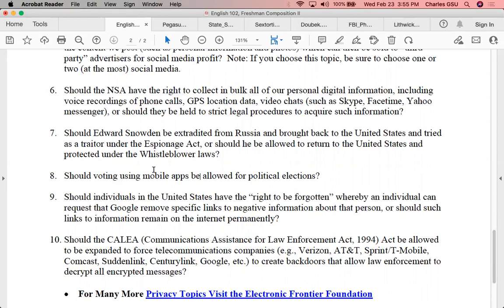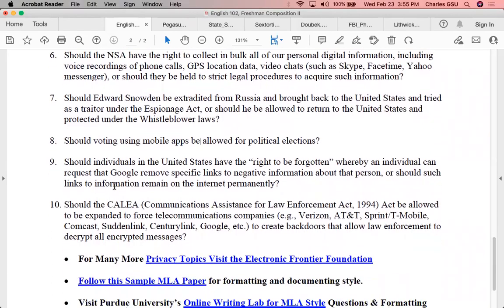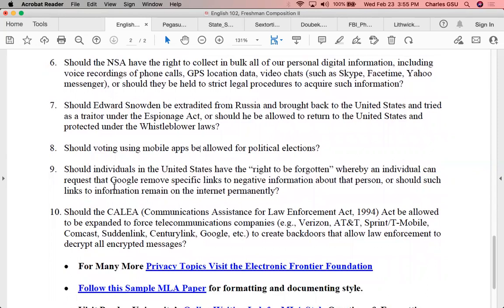Yeah, it's a problem, because our right to vote should be anonymous.